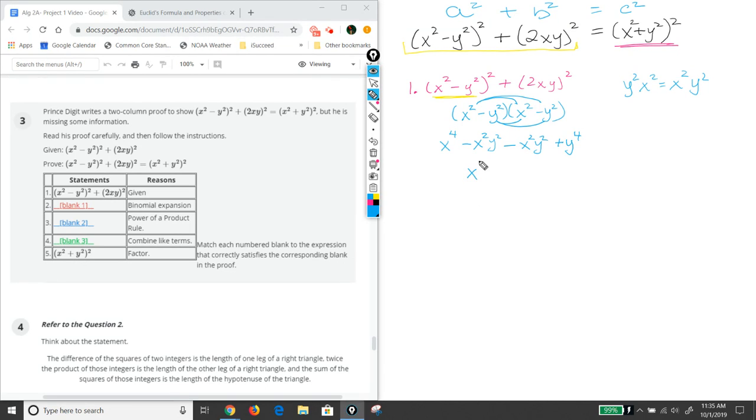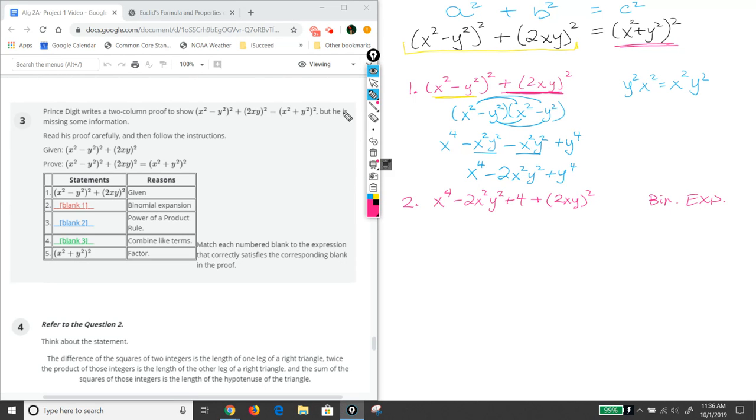Okay, so if I simplify that, combine these like terms, they're just 2 of those terms. So that would be a negative 2 x squared y squared plus y to the fourth. So that's our step 2, which is x to the fourth minus 2x squared y squared plus y to the fourth. So that was our binomial expansion, but we also have the remaining part of that formula. So don't forget to add 2xy squared. Remember, that was binomial expansion.